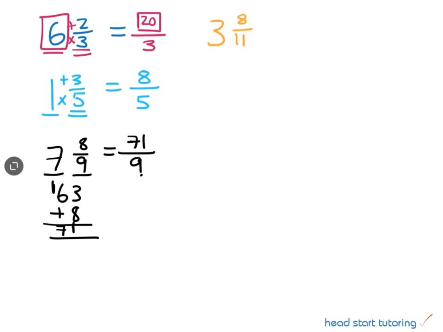3 and 8 over 11. 3 multiplied by 11 is 33, and then we plus our 8. So 3 plus 8 is equal to 11. 3 plus 1 plus 0 is equal to 4. So we end up with 41 over 11 because our denominators will always stay the same.